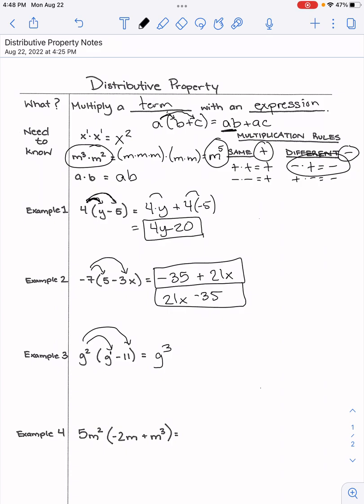g squared times a negative 11. You could think of this as g squared and then a negative 11 at the end, but I'm going to put the negative 11 in front. Typically, we'll put our coefficient in front. The way you want to think about this is maybe in terms of money. Like, you could say that you have $3 like this, but it's more conventional to say that you have $3. If you say it the other way, I know what you're saying, but that's why we put 11 in front of the g squared instead of a g squared and an 11 there.